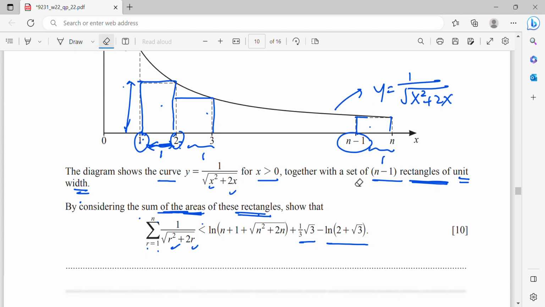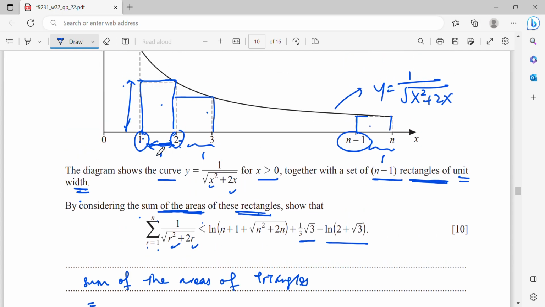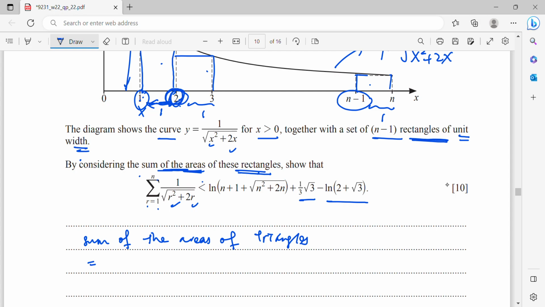So now I will write: sum of the areas of rectangles equals width times height. The width is 1. The height is referring to the second ordinate of each rectangle and not the first. So the second ordinate of the first rectangle is 2. So it will be 1 over square root of 2 squared plus 2 times 2. This is my first height.